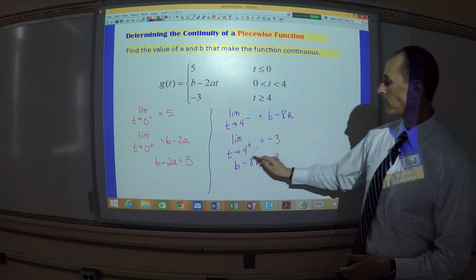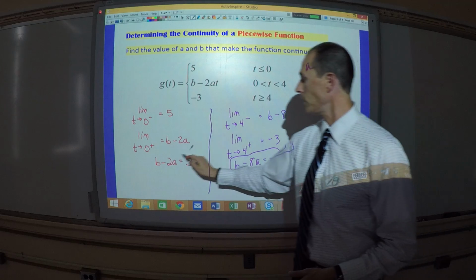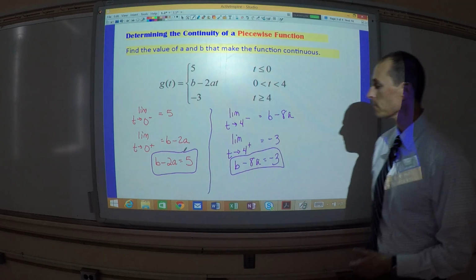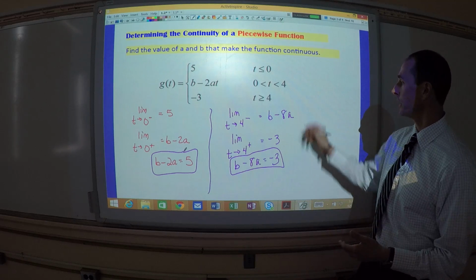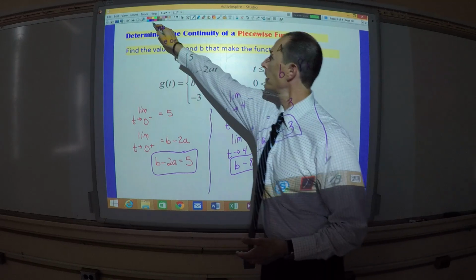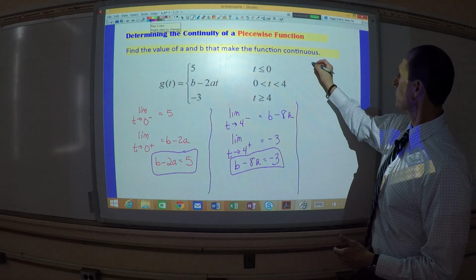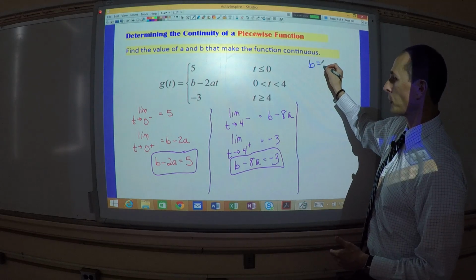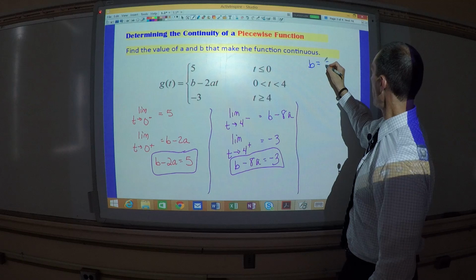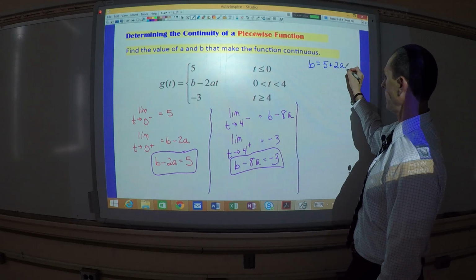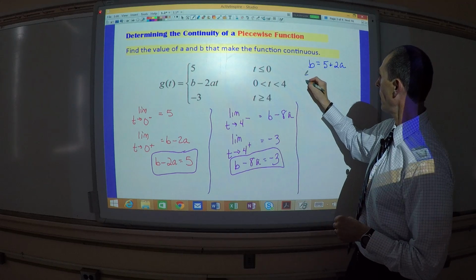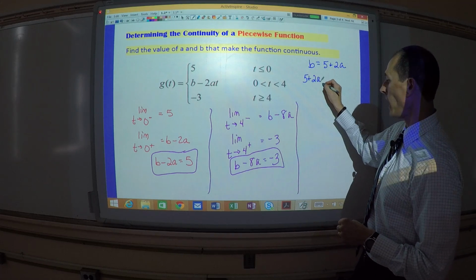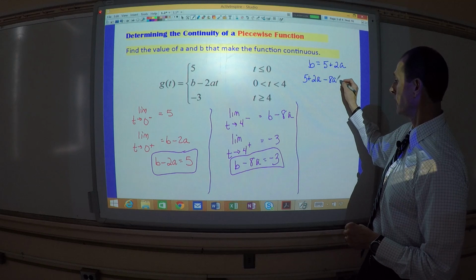Now what I have to do is take these two pieces of information and figure out how to solve that. So we're just going to use a little bit of algebra here. So we'll come over here, right? Let's suppose that I know b is equal to, from here, 5 plus 2a. Well, let's now come in here. Instead of a b, let's put 5 plus 2a minus 8a equals negative 3.